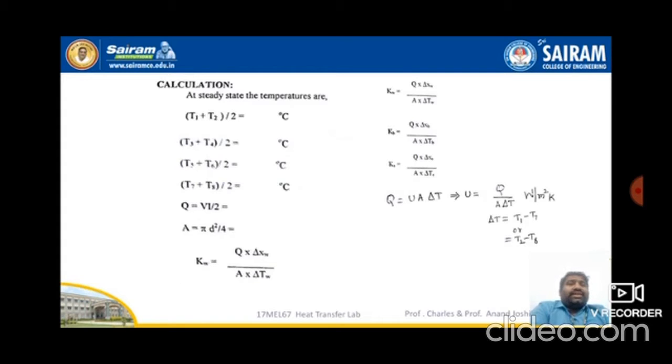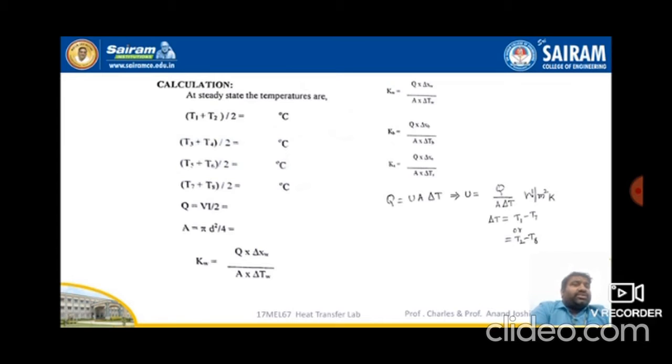So this is the calculation part. T1 plus T2 by 2, T3 plus T4 by 2, T5 plus T6 by 2, T7 plus T8 by 2: these are all mean temperatures. The thermal conductivity is given. Once you know the thermal conductivity of each, you can calculate the overall heat transfer coefficient.